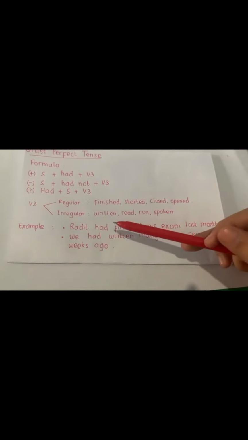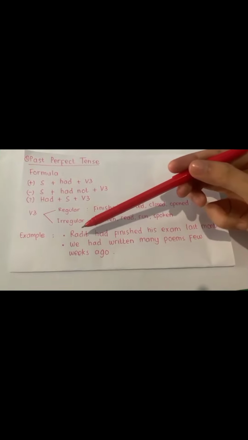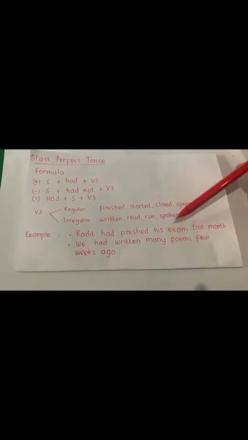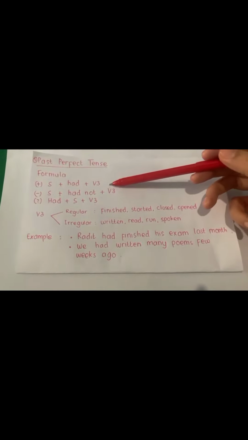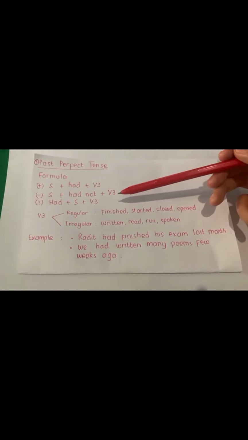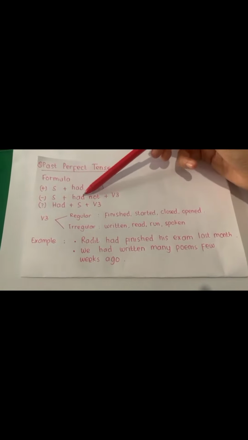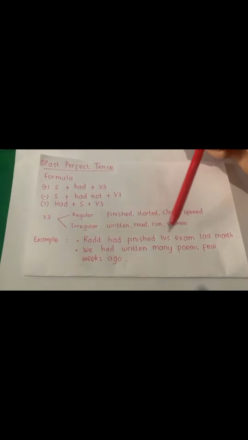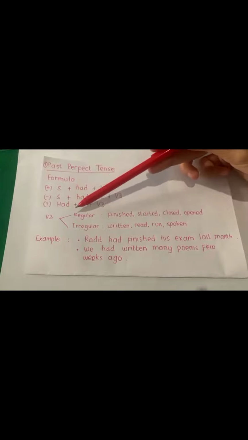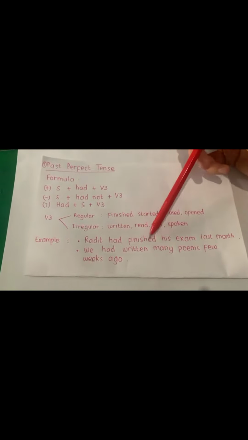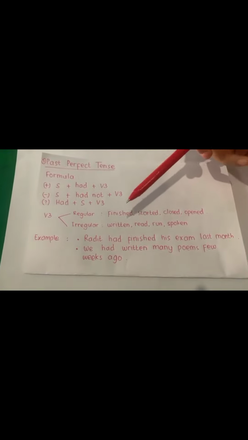Here are examples of past perfect tense. Example number 1, Radit had finished his exam last month. So this is the positive sentence. When we want to change into the negative sentence, the sentence becomes Radit had not finished his exam last month. For the interrogative sentence, had Radit finished his exam last month? That's the sentence of number 1.